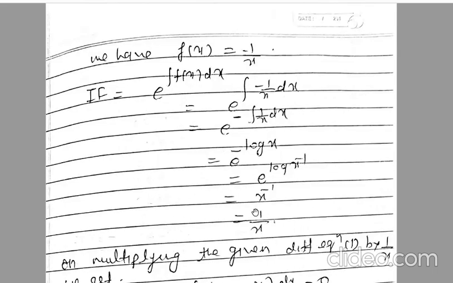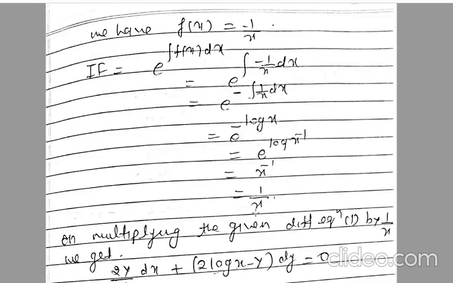Now the integrating factor is e to the power integral f(x) dx, so e to the power integral of minus 1 by x dx. The integration of 1 by x is log x, so it is e to the power minus log x. We apply the rule log m to the power n is equal to n log m. So e to the power log x to the power minus 1, and I told you that e to the power log x will be x.